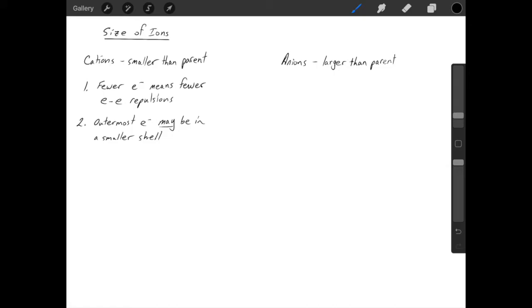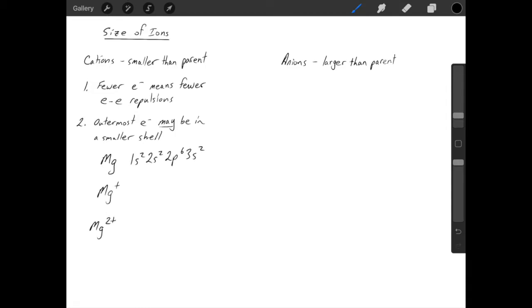So when you remove an electron, or more than one electron, now there are fewer electron-electron repulsions, which would normally cause the electrons to be pushed further away from the nucleus. The reduced number of those repulsions means the electrons will be closer together and closer to the nucleus. The other thing that can happen is, now that you've removed an electron or more than one electron, the outermost electron might now be in a smaller n-value shell, which means it'll be closer to the nucleus. And we'll do an example with magnesium.